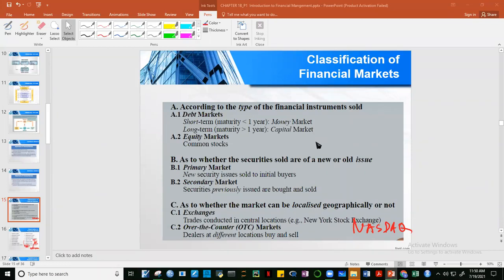Jollibee saan? Listed ba ang Jollibee sa NYSE or sa Nasdaq? Did you check, Abel? May nakita ka ba? Okay, so Elijah, kindly, oo, hindi. Thank you, Abel. Jollibee is not listed. Elijah, share your answer mo. Pati si Liam, okay? So Liam and Elijah answered this.